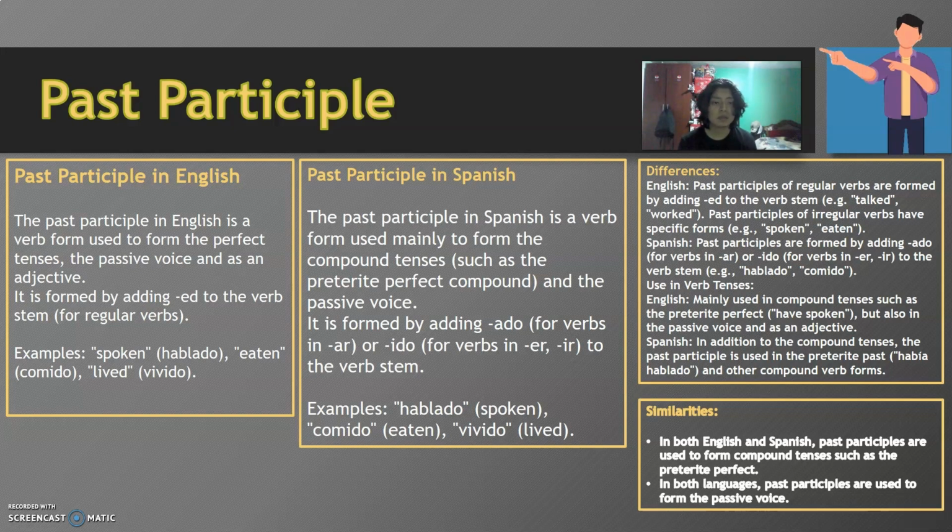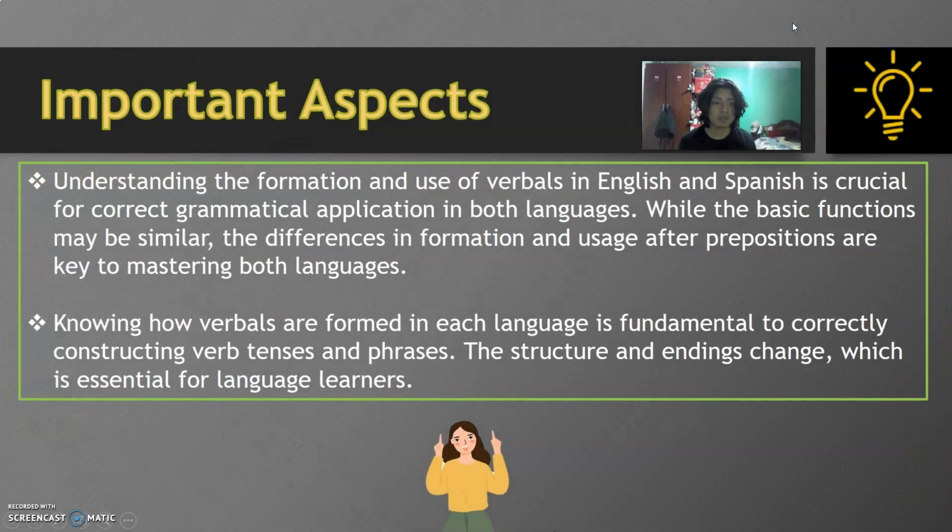And the similarities: in both English and Spanish, past participles are used to form compound tenses, such as the present perfect. And in both languages, past participles are used to form the passive voice. Okay. The next, we have the important aspects.